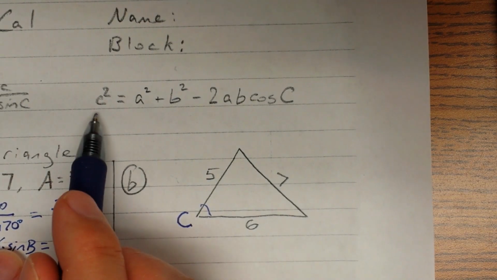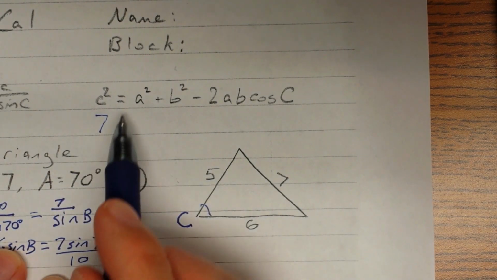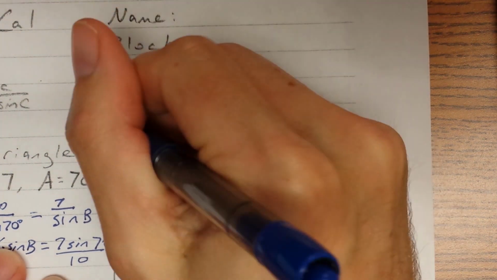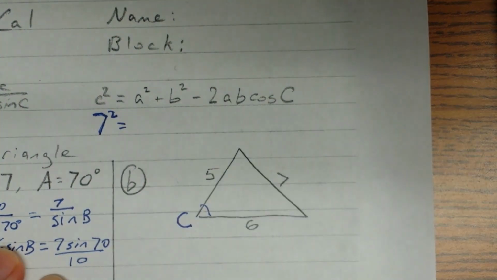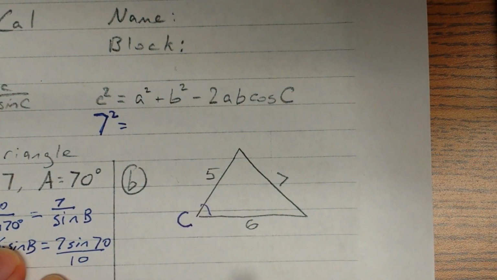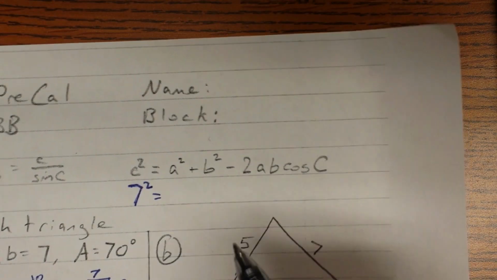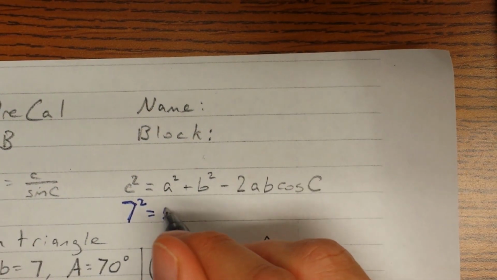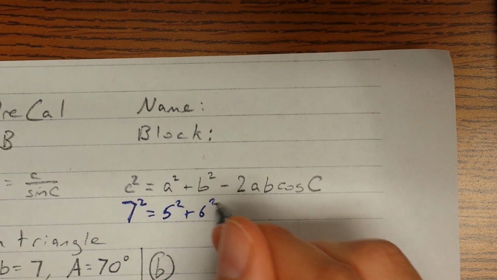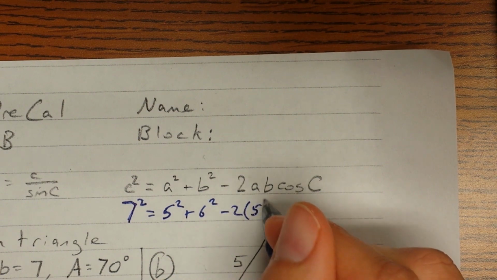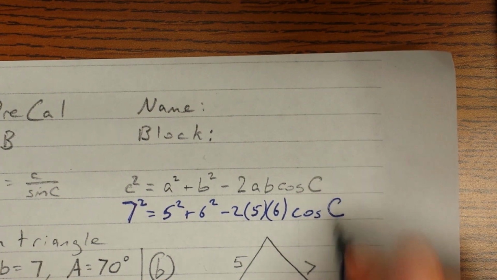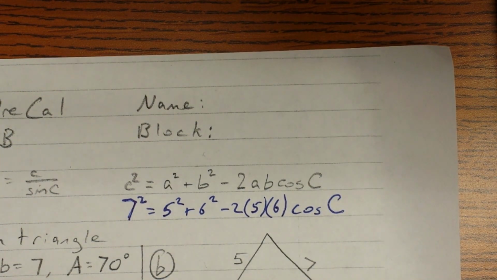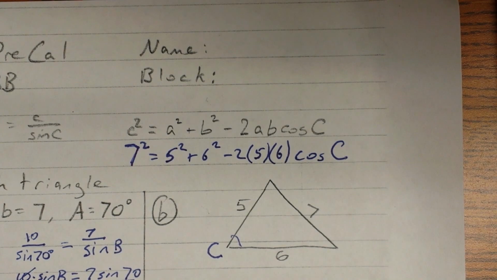So the C squared would be the 7. Oops. So that's 7 squared. And then the A and the B would be the two other sides. So let me fill this in. So that's 7 squared equals 5 squared plus 6 squared minus 2 times 5 times 6 times cosine of something. We don't know what that angle is. So we've got to solve for that. Okay.